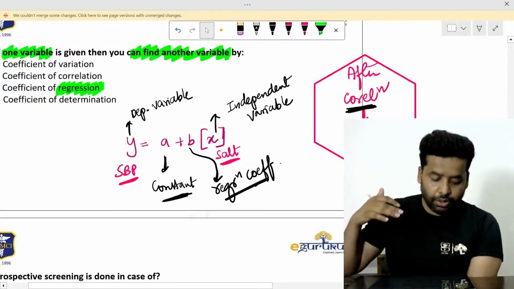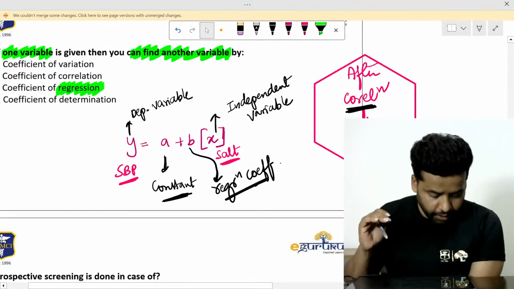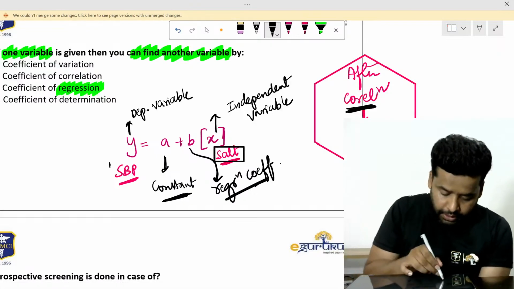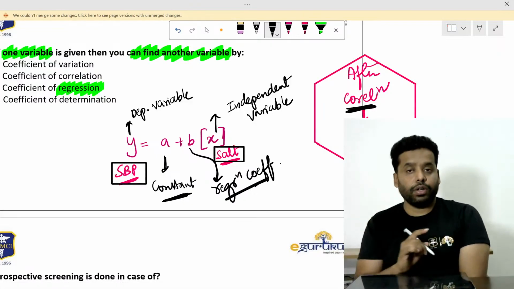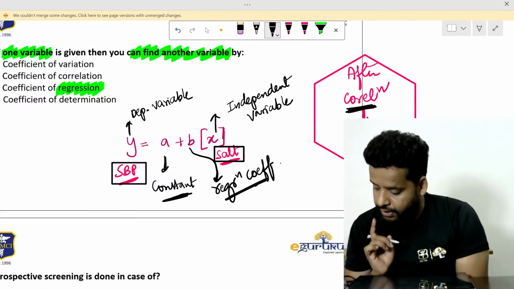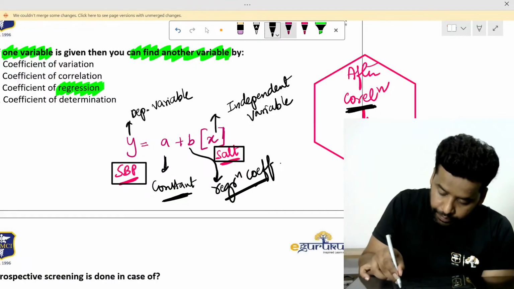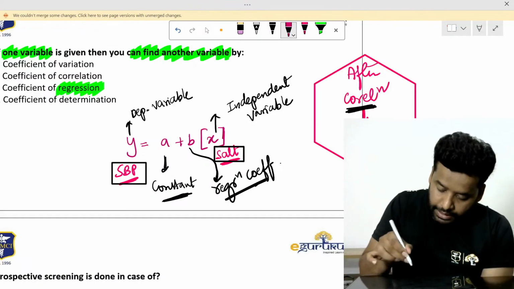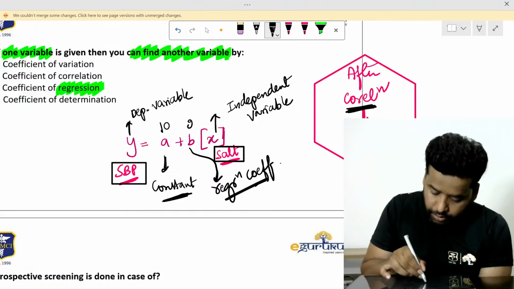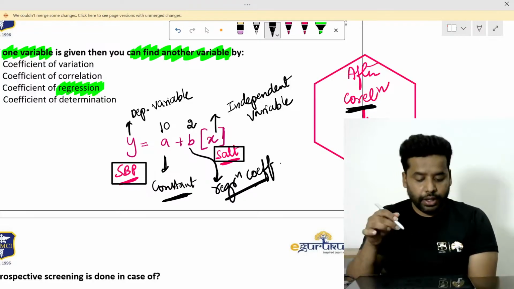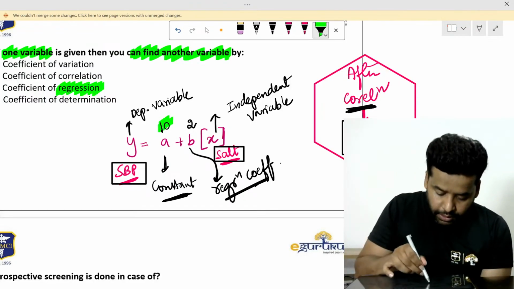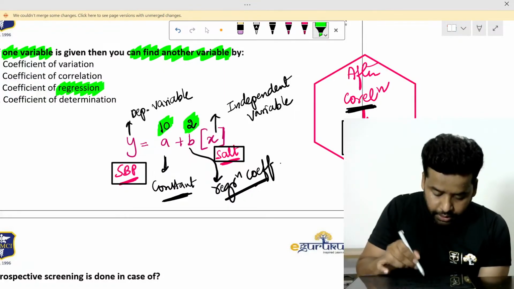Between the two, if salt intake is increasing, systolic blood pressure will also increase. You'll be seeing positive correlation. But the next thing you should do is regression. So if I say, for example, A is the constant, 10, and B is the regression coefficient, 2. After doing regression, we got these two values: constant 10, regression coefficient 2.